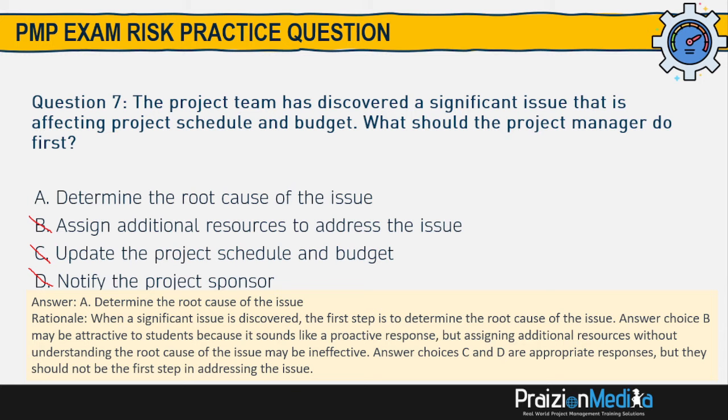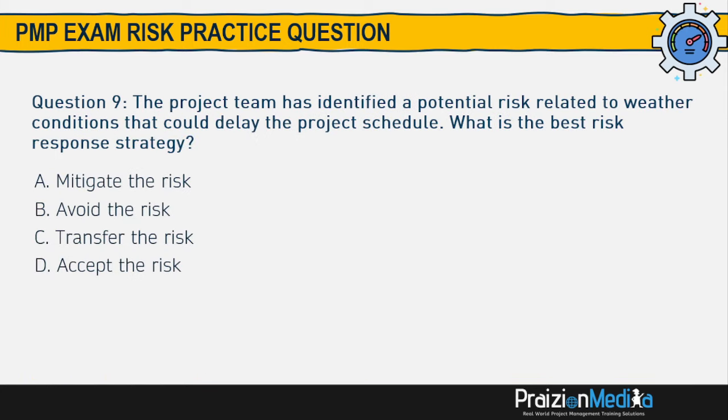Before you do C, there should be a change request process that happens. And notifying the sponsor, you wouldn't notify the sponsor as a proactive measure. For these questions, you always want to ask what is most proactive to do first. I think we skipped 8. So let's go to number 9.